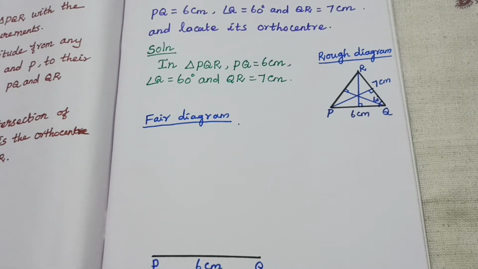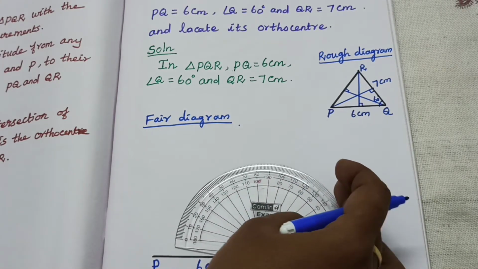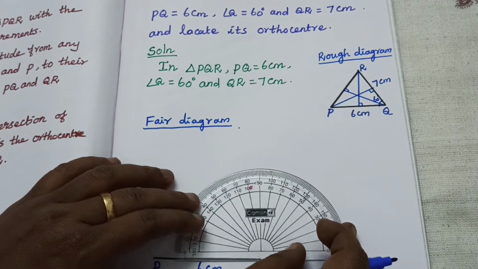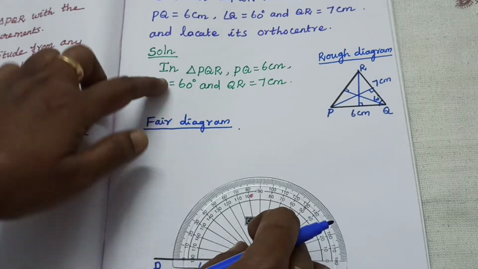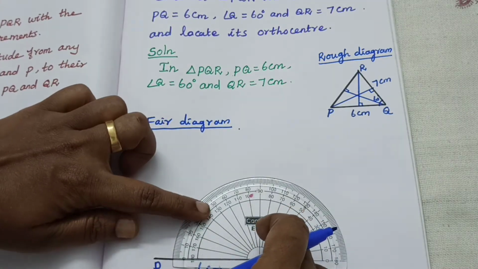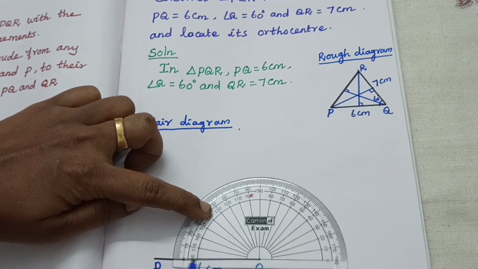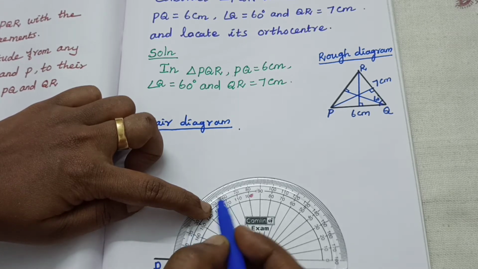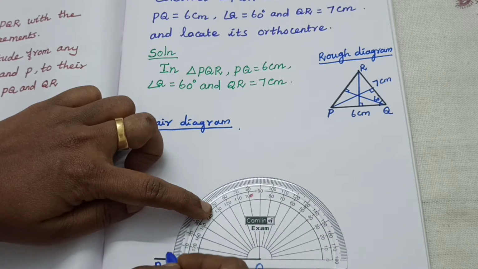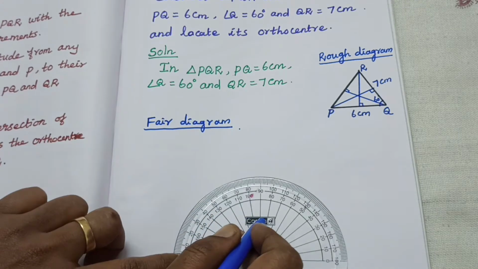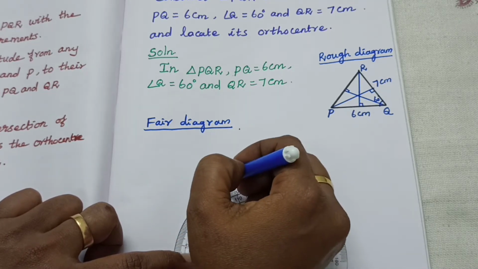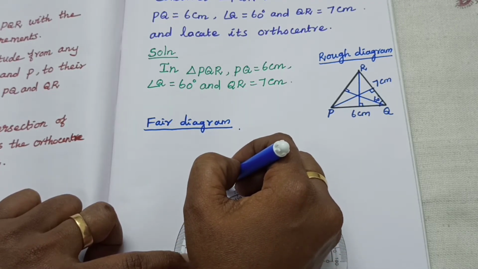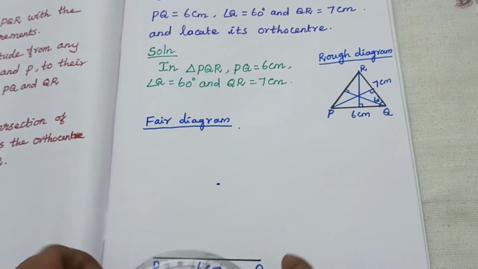Take the protractor from Q. Have to find out 60 degree. Okay, where's the line? You check it. Line here. Here it is coming, isn't it? Line is here. So from 0 onwards start. 0, 10, 20, 30, 40, 50, 60. 60 mark it.